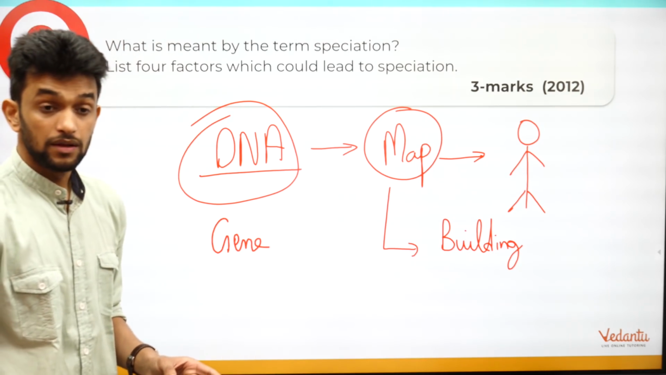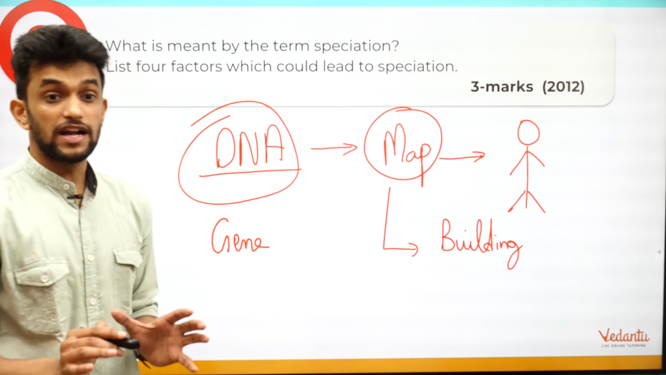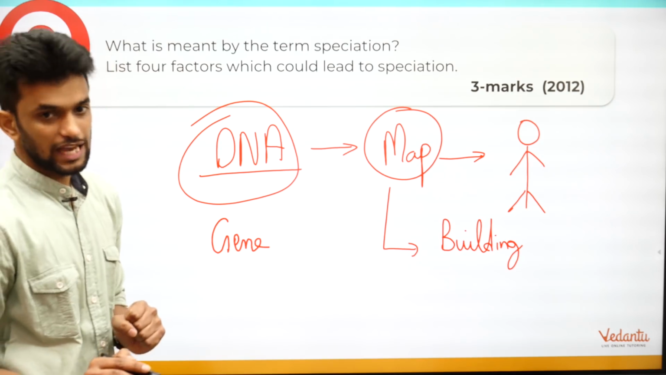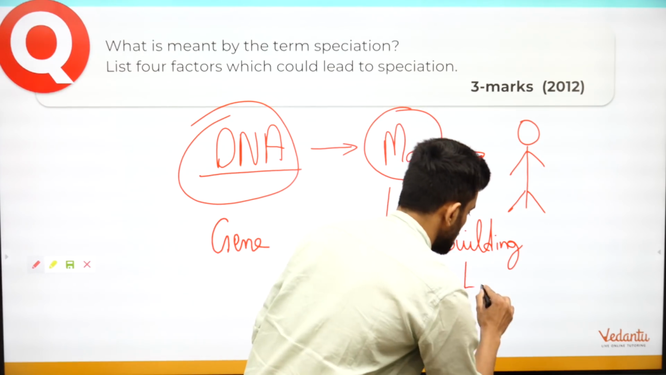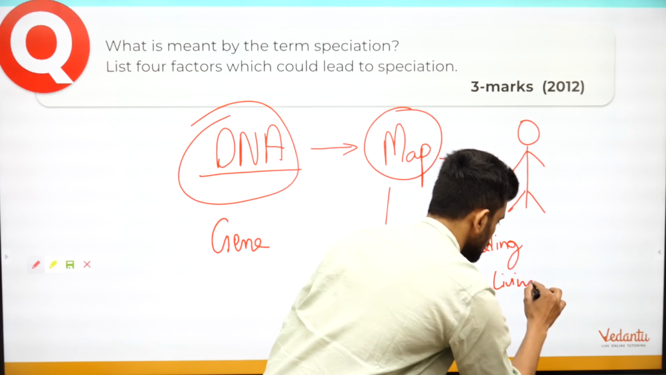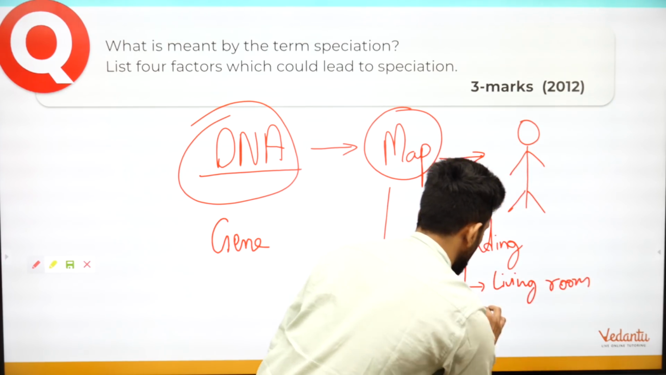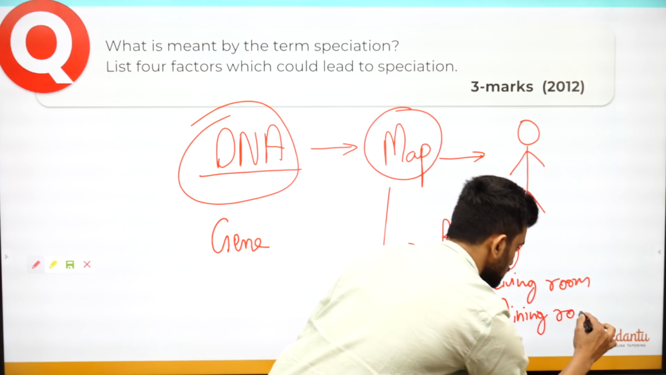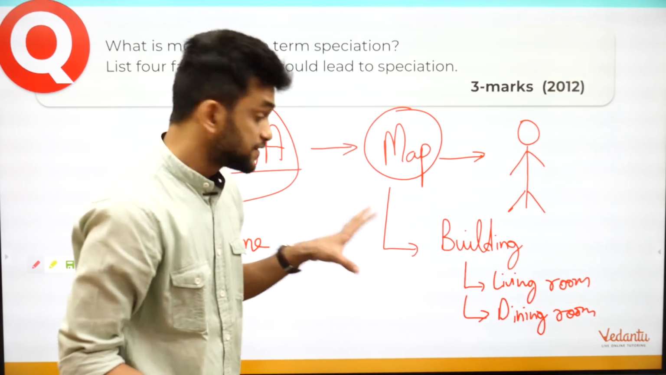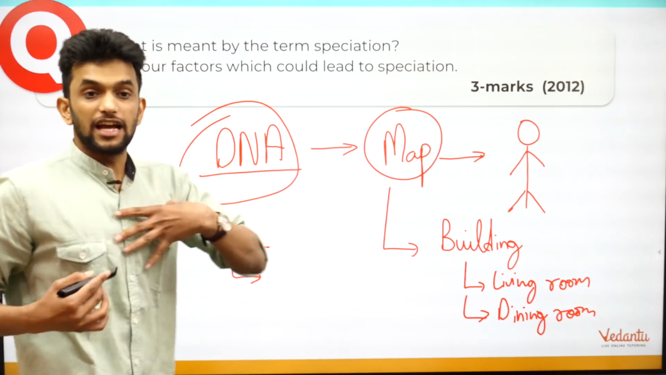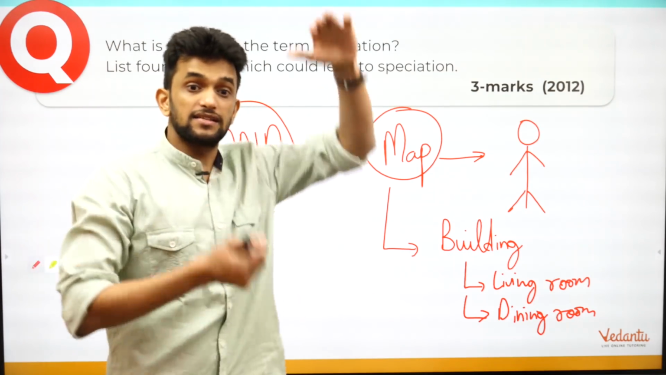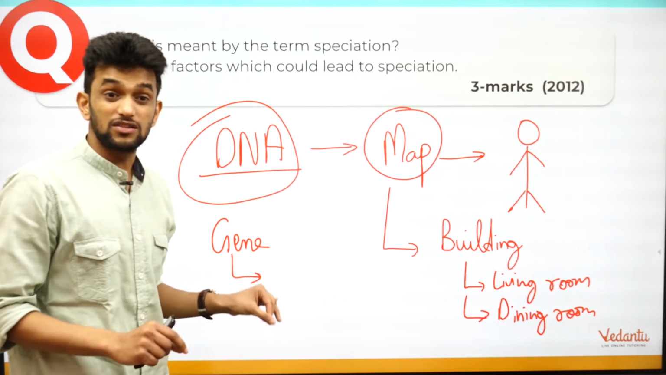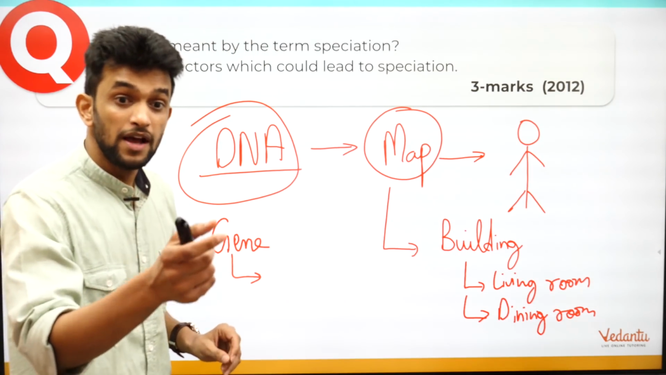What is a gene? A gene is a segment of DNA which codes for a particular character. For example, whenever you are making a building, you will make a living room, you have a dining room map. Similarly, whenever you are making a human being, you need to have a map of ears, his height, his hair type. So that is what a gene is. There are millions of genes present in your body which code for a particular character.